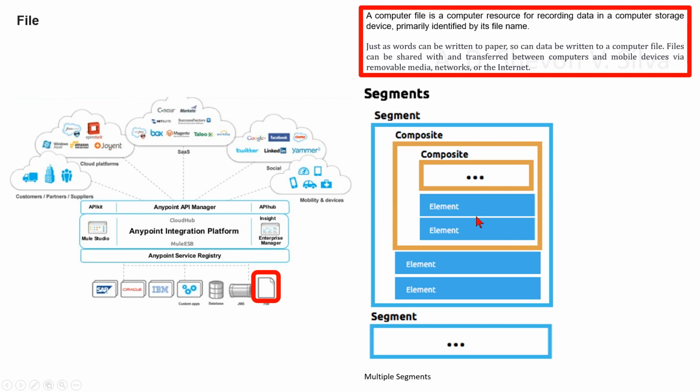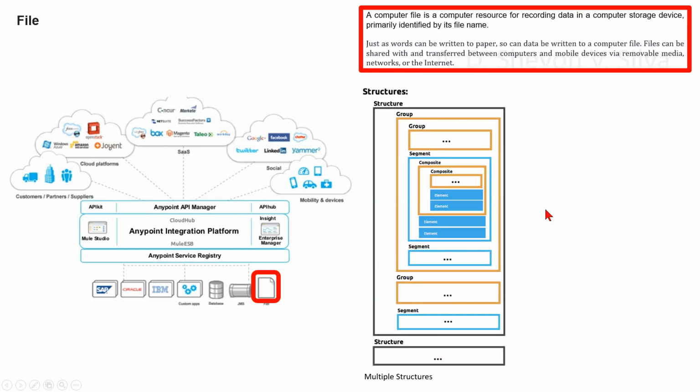Here you can see composite and elements are in composite, and composite and elements are in the segment, and this is one segment and this is another segment. Here you can see multiple structures.